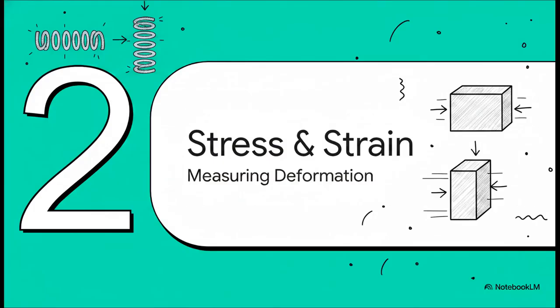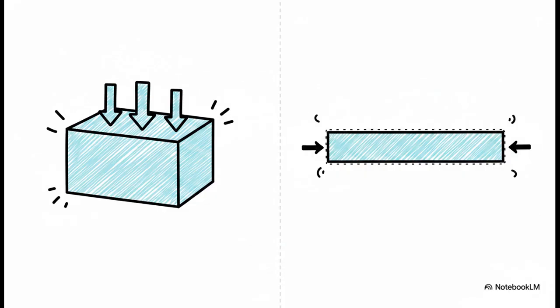Moving right along to Section 2, stress and strain, measuring deformation. Okay, the absolutely vital point here is really getting the difference between these two terms. They sound similar, but they are very different. Stress describes the actual forces causing the deformation inside a material. We calculate that as force per unit area, and it's measured in pascals.